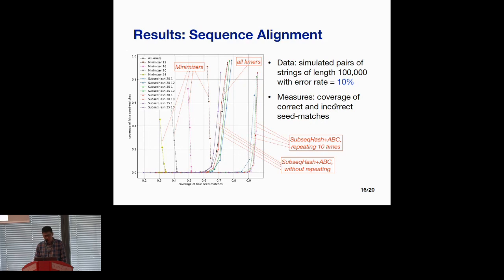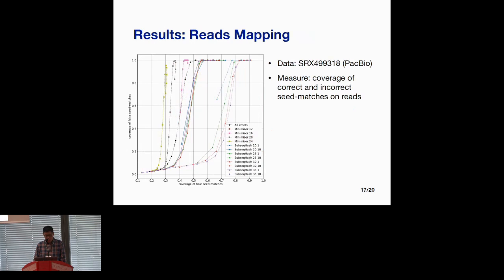I'm sorry, I forgot to mention the setup of the experiment. It's for sequence alignment. We simulate a bunch of strings of length 100,000 with an error rate of 10%. Then different seeding methods are applied and the seed matches are collected. The x-axis gives the coverage of the correct seed matches, so the larger the better. The y-axis gives the coverage of incorrect seed matches, so the smaller the better. So the lines to the right are better methods. For read mapping application, we get similar results and a similar conclusion.